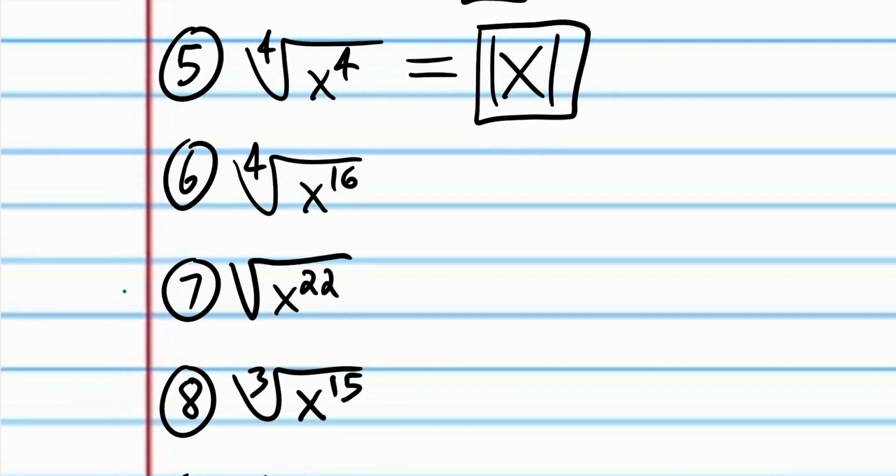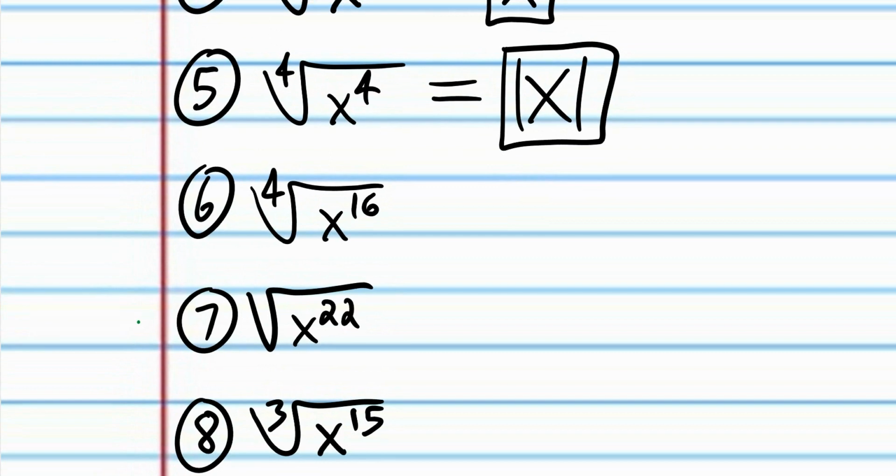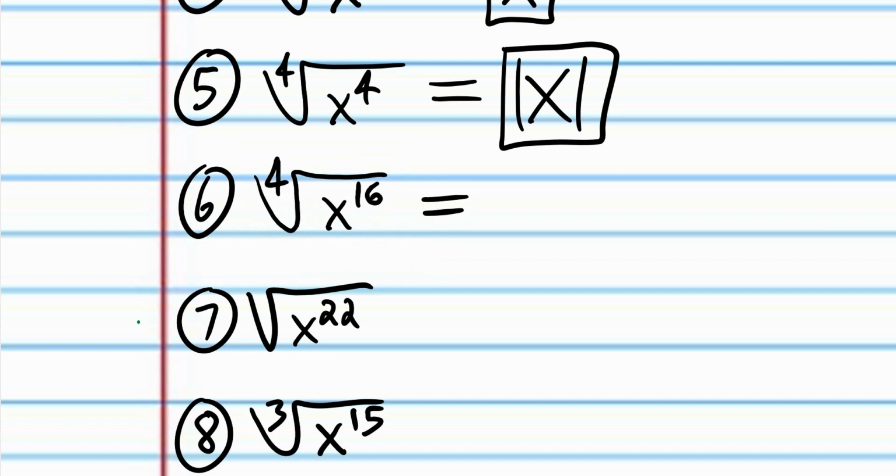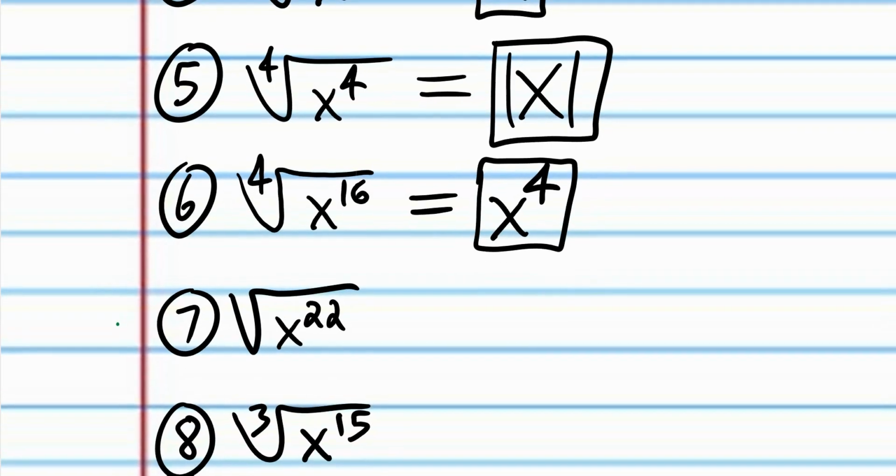Okay, so we're going to do one more of these before you try some on your own. So the first question you ask is, is the index even or odd? The index is even. So what that means is that we do have to worry about absolute value symbols. Now you take the power of the radicand, divide by the index. 16 divided by 4 is 4, so x to the fourth power. But now we have an even power. So if x ends up being negative, it doesn't make any difference because we're just going to raise it to the fourth power. It's going to turn to positive.